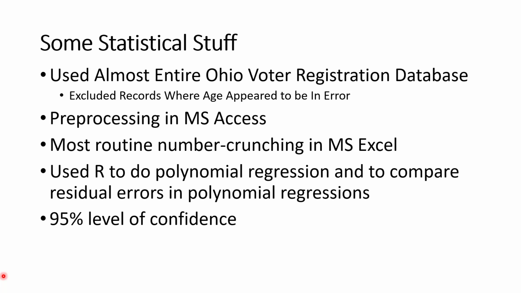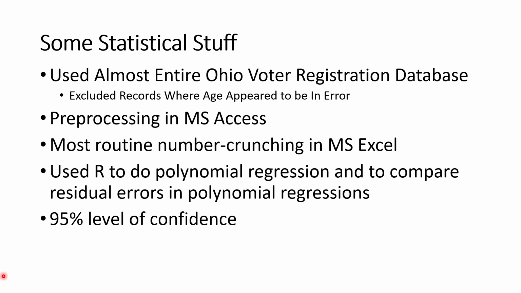So we don't know the ages of those voters. There were some voters whose age showed up as being older than the oldest person I could find in the state. There's a lot of reasons why that could occur. I just basically set a cutoff at age 106. So my regressions all went from age 18 to age 106.